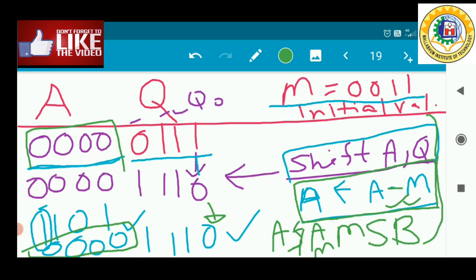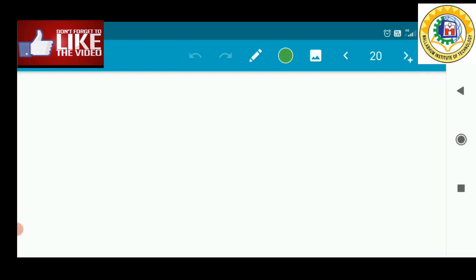So the count will become 4, the number of bits in the dividend is 4, so after this step the count will become 3. If the number of bits in Q is 4, we will have 4 counts. This is the first step, so after this step A, Q, and M are defined, with M being 0 0 1 1.